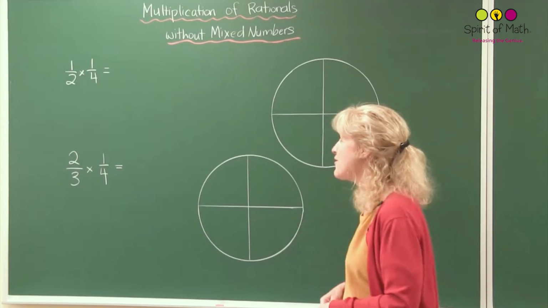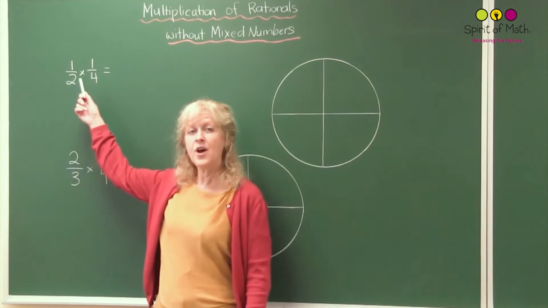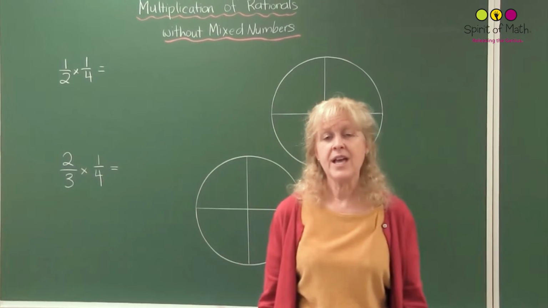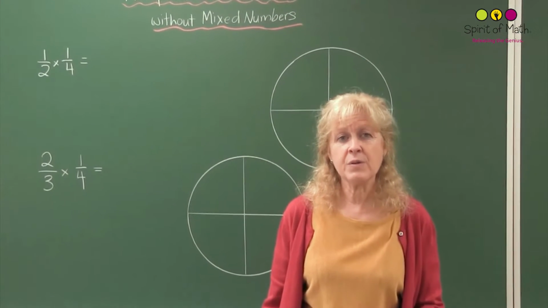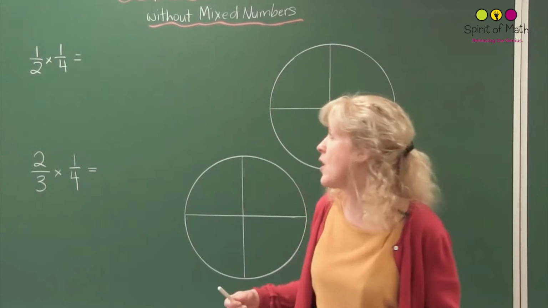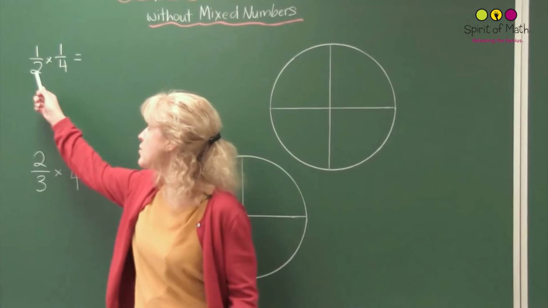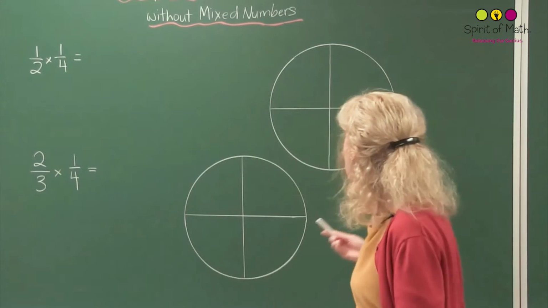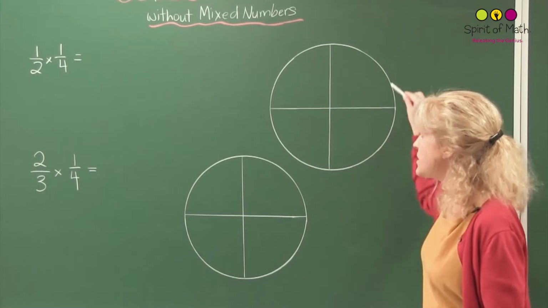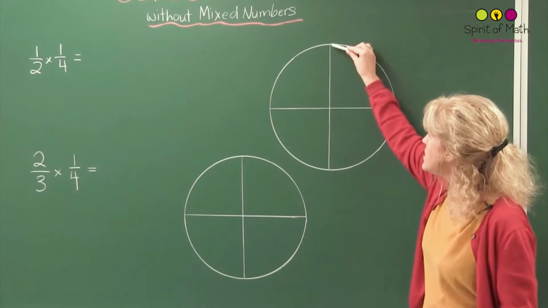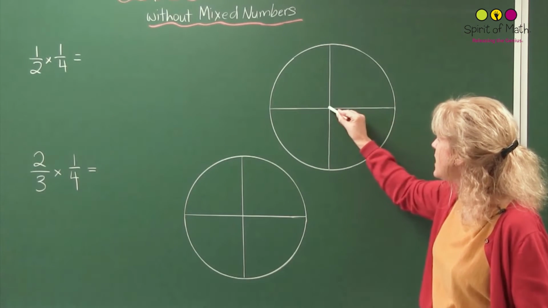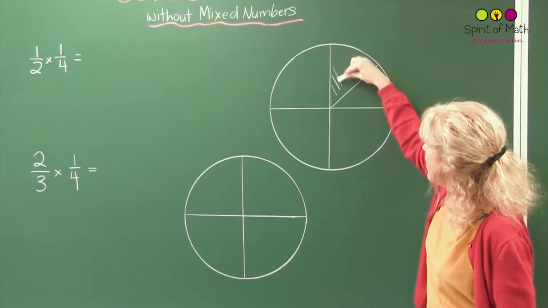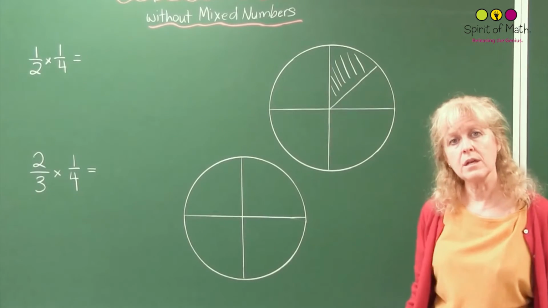So let's have a look first of all at a very simple question. 1/2 times 1/4 is the very first question I'm going to ask you. Now, 1/2 times 1/4 can also be thought of or restated as 1/2 of 1/4. So if you did 1/2 of 1/4, let's go over to this circle. And you've got a quarter here. And if you take 1/2 of that, that'd be approximately all of this.